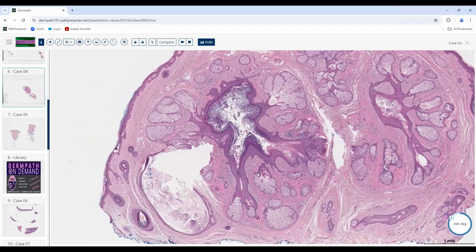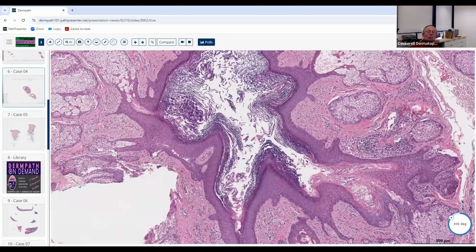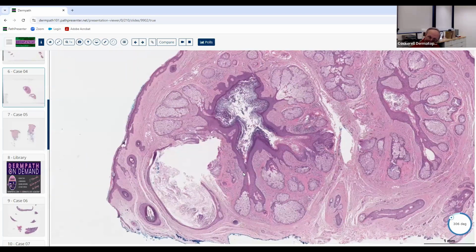It kind of describes exactly what it is. This looks just like a trichofolliculoma. It's got a central cyst. It's probably got some little, rudimentary vellus hair shafts in there. It's got that radiating pinwheel-like morphology.